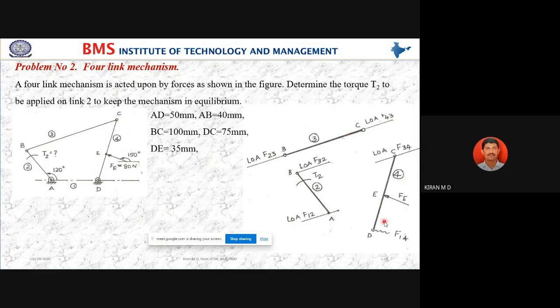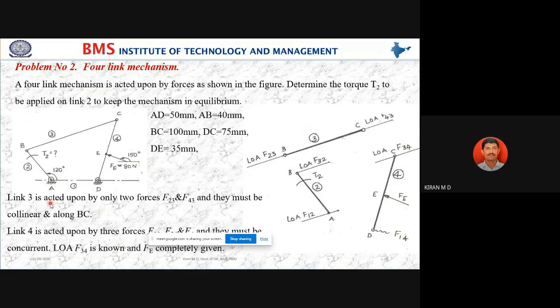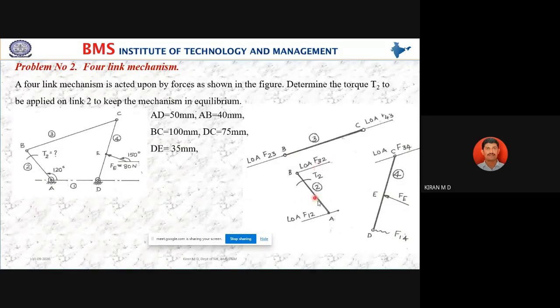Similarly, this link has the force of link 1 and the force of link 4. Link 1 force is F14, link 3 force is F34, meaning force from link 3 on link 4 and force from link 1 on link 4. And the additional force is Fe. We need to analyze this force. How are we going to analyze? First, we need to draw the configuration diagram.